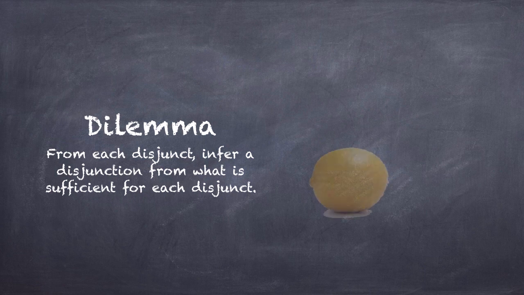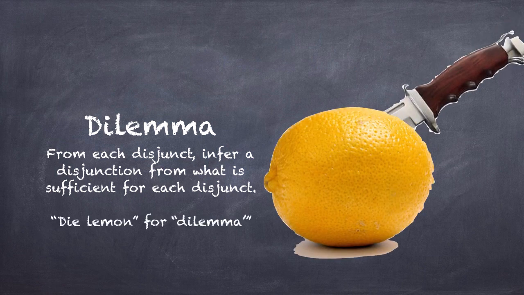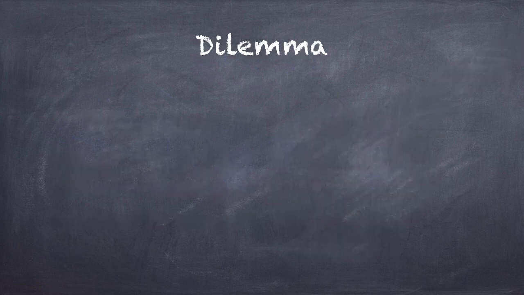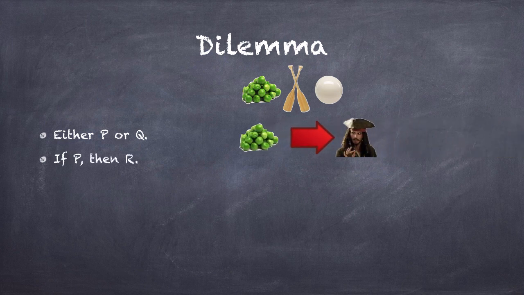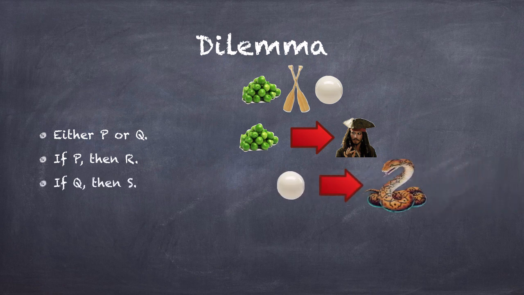For a memory mansion image of dilemma, I think of a lemon. I also imagine someone who hates lemons throwing a knife into the lemon screaming, "Die, lemon!" Die, lemon for dilemma. Here's the form for dilemma. First, we start with our disjunction. Next, we have a conditional stating that P is sufficient for R. Okay, that's one disjunct. Let's look at the other. Here's a conditional for if Q then S.